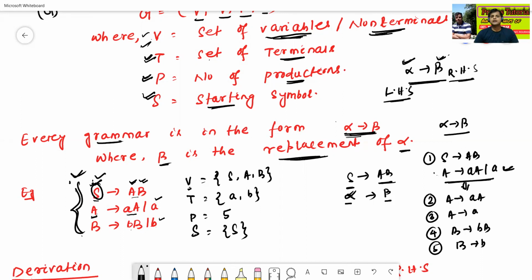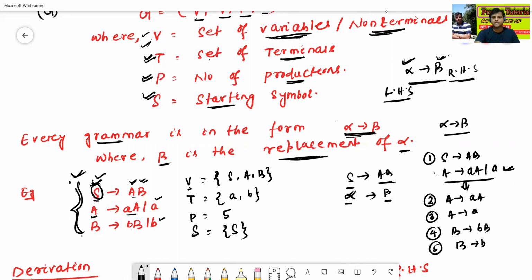V is the set of variables or non-terminals. Non-terminals means capital letters: how many capital letters are in the given grammar? T means the set of terminals: how many small letters are in the grammar. P means the number of productions in the grammar. S means the starting symbol, or initial symbol, of the grammar. So these are the definitions of the grammar.